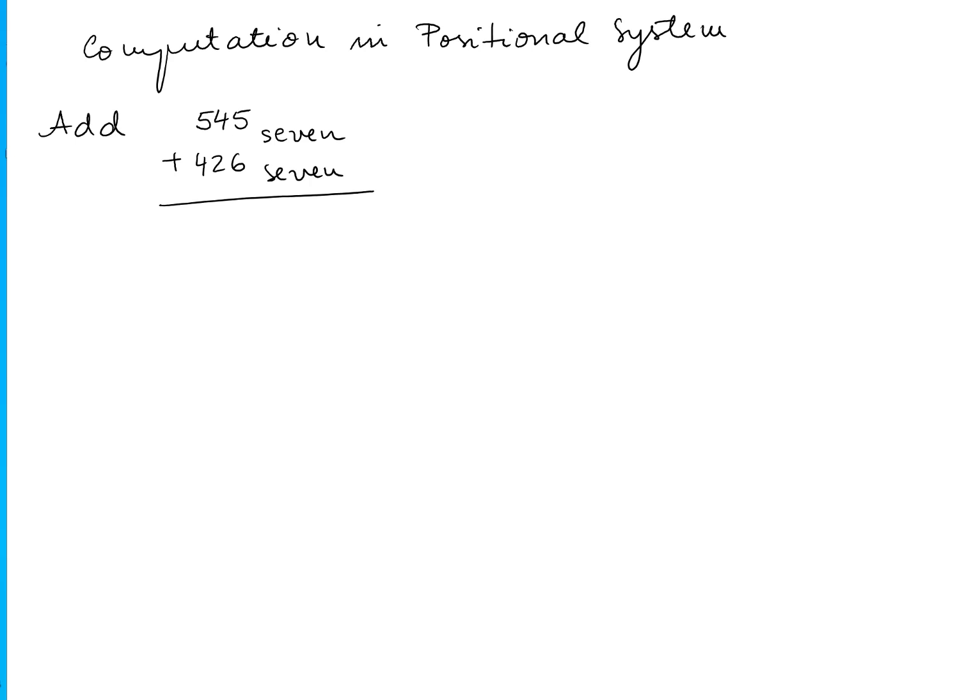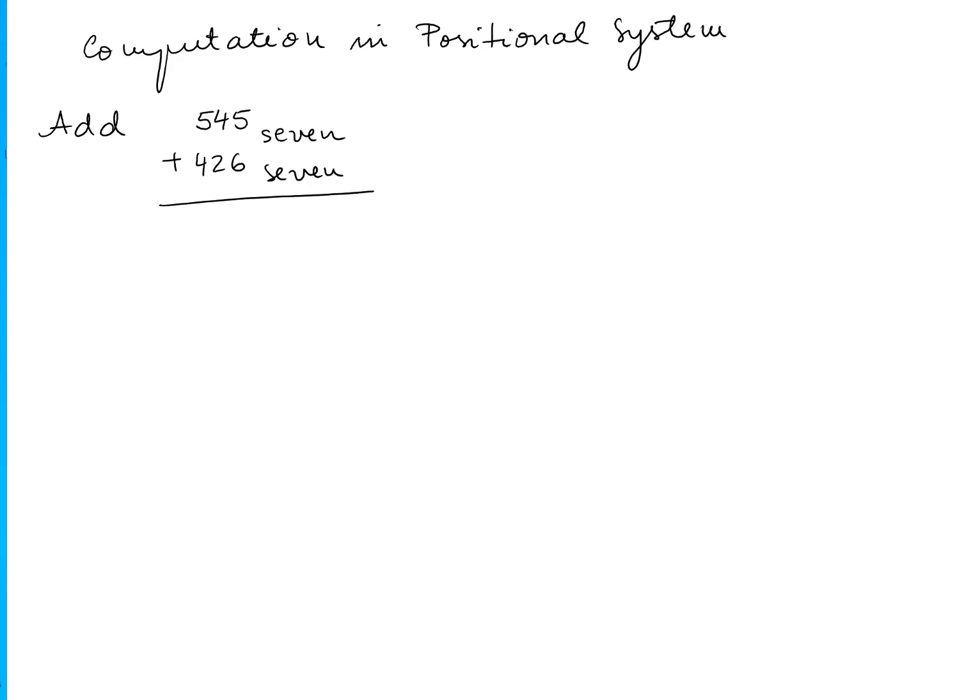In this video, I'm going to show you operations with the numbers in different bases. So let's begin by doing an addition. Let's say we have 545 in base 7 that needs to be added with 426 in base 7.